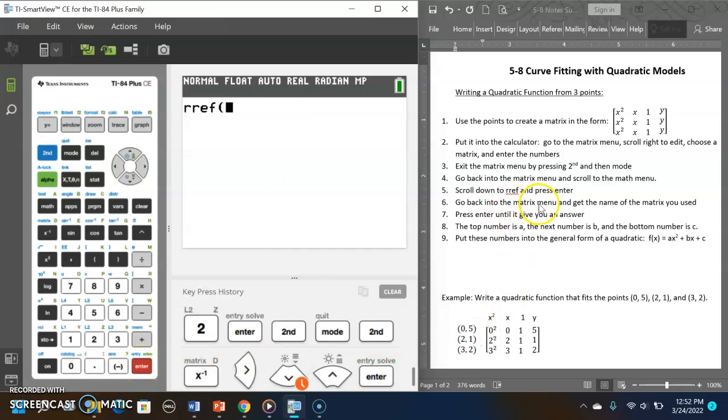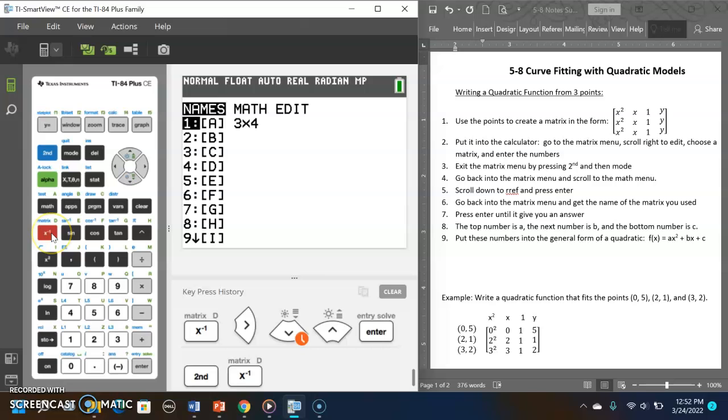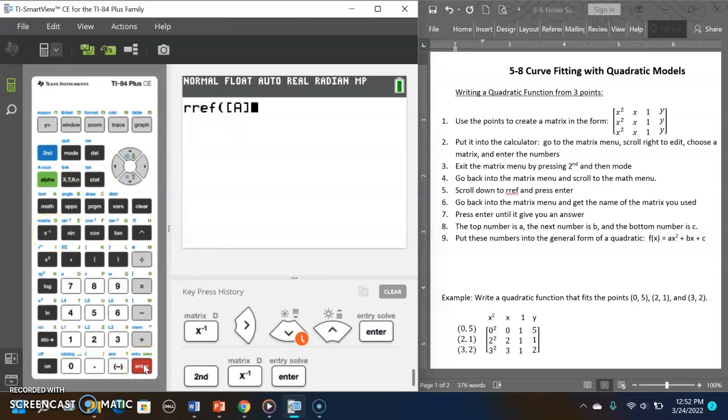Okay, go back into the matrix menu and get the name of the matrix you used. So second, x negative 1, and I used matrix A, so I'm going to hit enter on that. And then it says press enter until it gives you an answer. So enter. Usually it's just one enter. The top number is A, so this is A. The next number is B, and the bottom number is C.